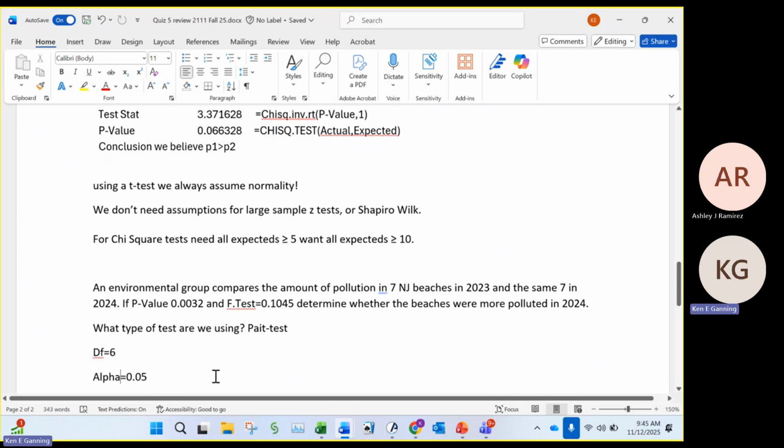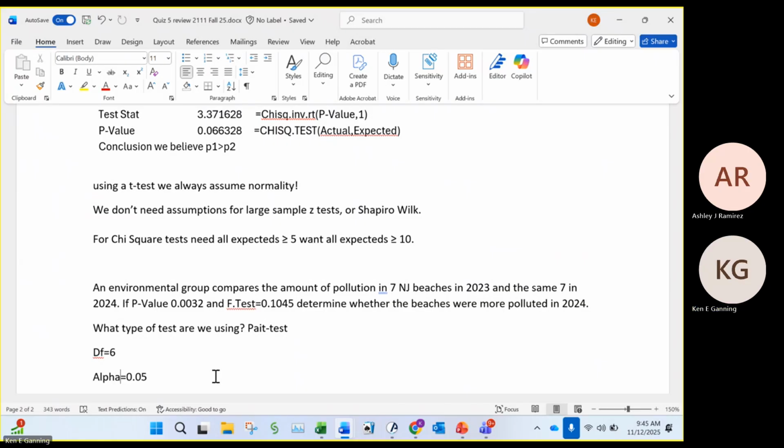Alpha 0.05. H0 would be mu 24 minus mu 23 is equal to what? 0, because we're saying the pollution's the same. Okay. HA is going to be mu 24 minus mu 23. It's either going to be greater than, less than, or not equal to. Which one? Greater than, correct. What's the key word? More polluted.